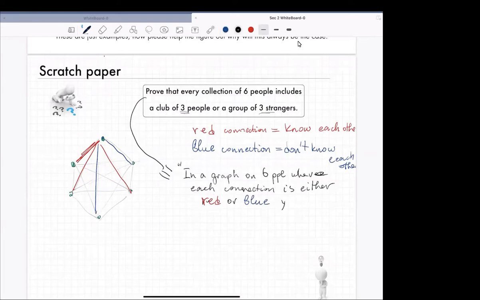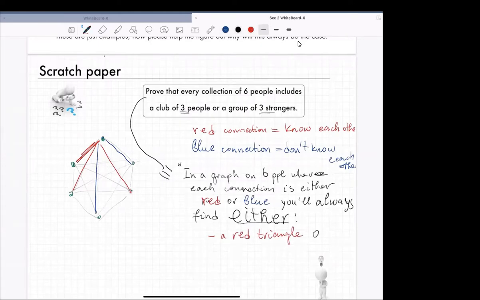You will always find either a red triangle or a blue triangle. You see that I've reframed the problem in a different language.